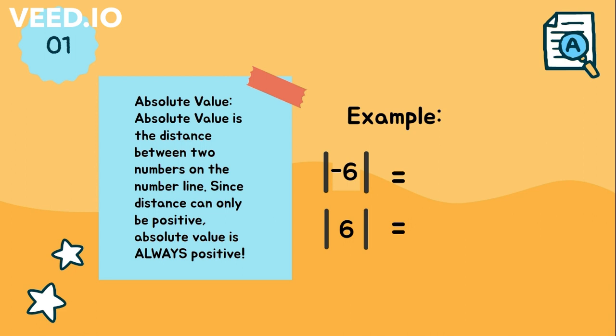So here are 2 examples. The absolute value of -6, following the rule, will change the number into a +6. The absolute value of 6 will just equal 6 because the number was positive in the first place and there's no need to change any other signs here.